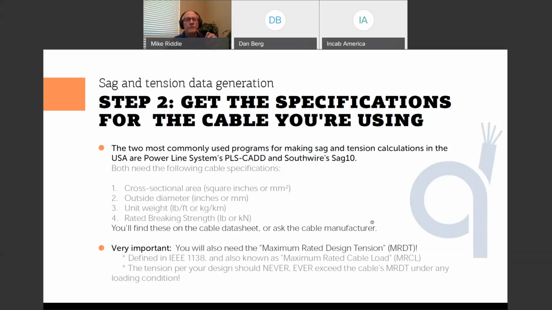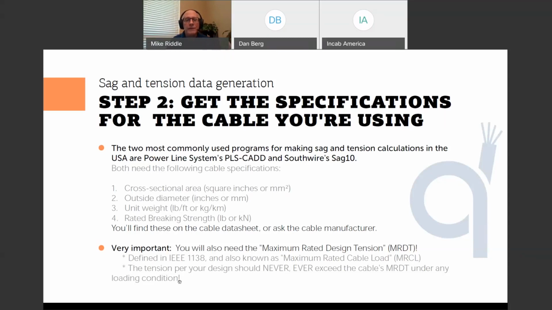Now, it's very important, and if you take away only one thing from today's webinar, this should be it. You need to know the maximum rated design tension, and that is defined in the IEEE standard 1138.